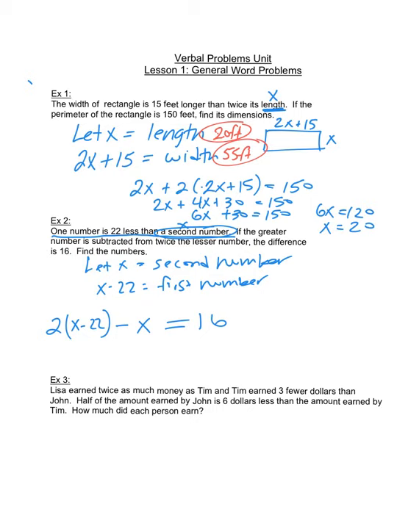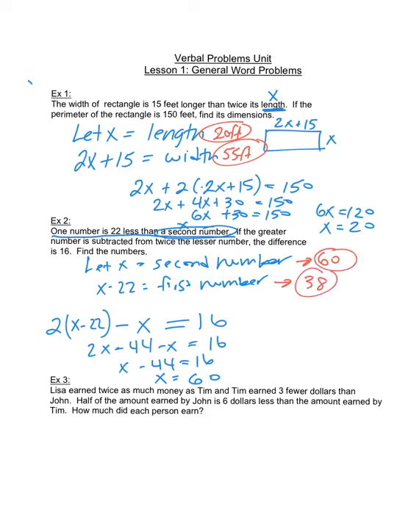Okay, and we're going to solve now. I'm going to distribute: 2x minus 44 minus x equals 16. I'm going to end up with x minus 44 equals 16. When I add 44 to both sides, I end up with x equals 60. I take this 60 and plug it back into the two let statements to get my final answers. So the second number is 60, and the first number is 60 minus 22, which is 38. Those are my two final answers. This is a little bit different from what we've been working on, and all word problems are a little bit different from each other.